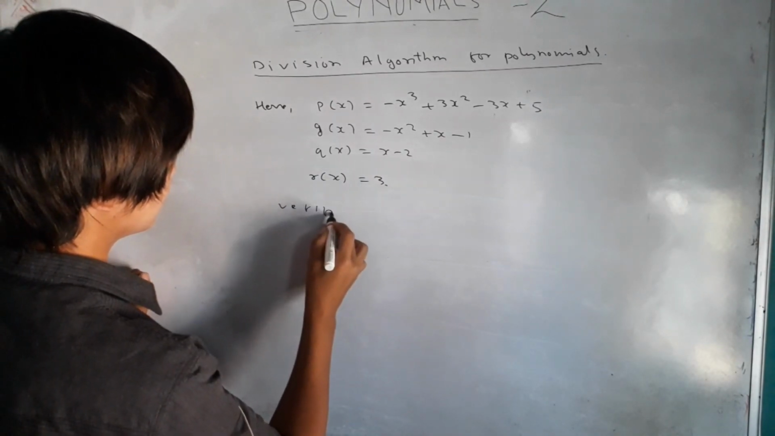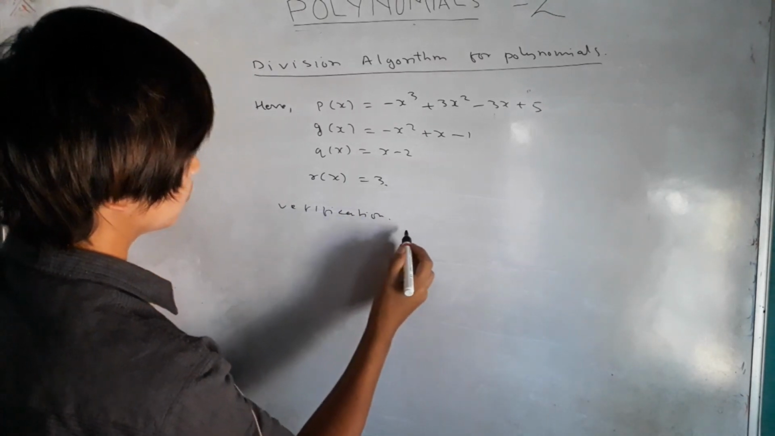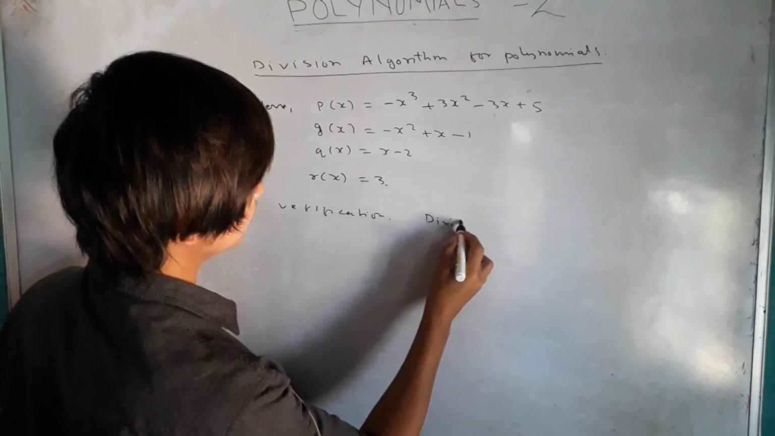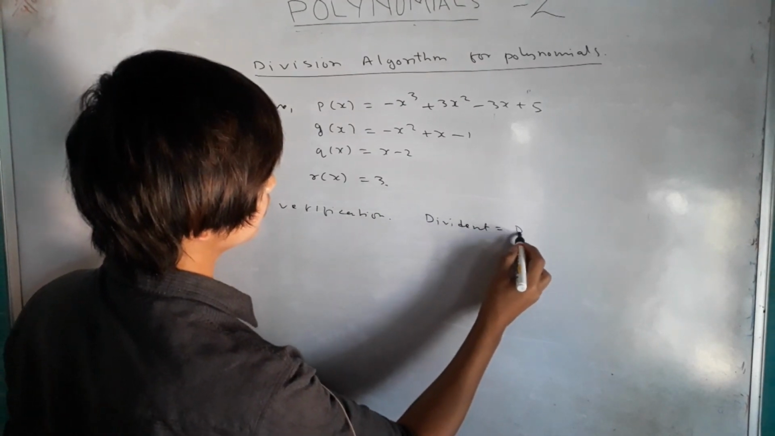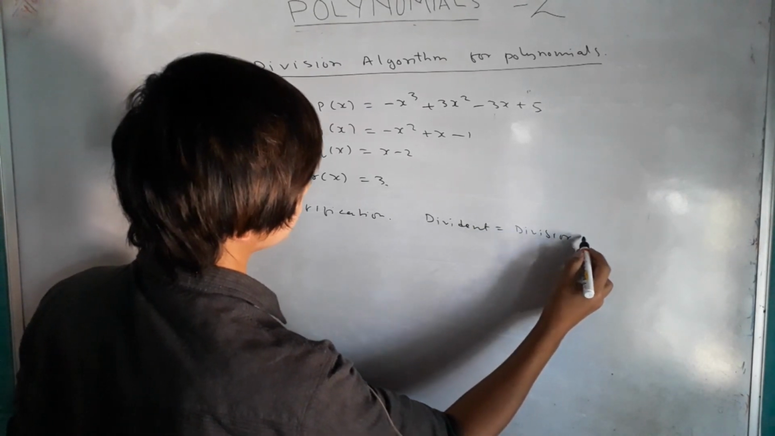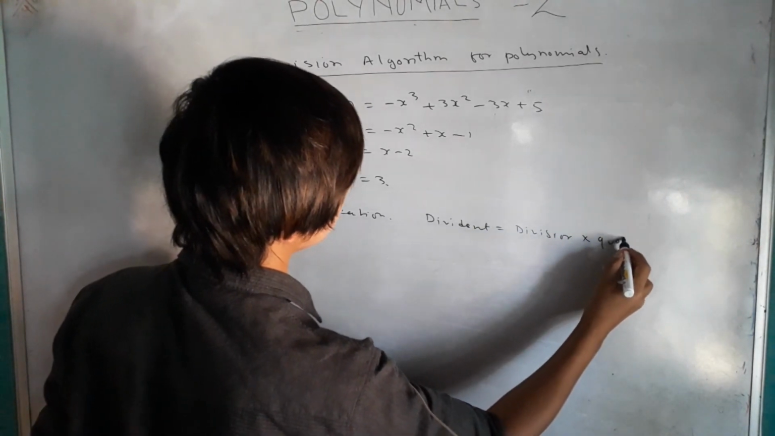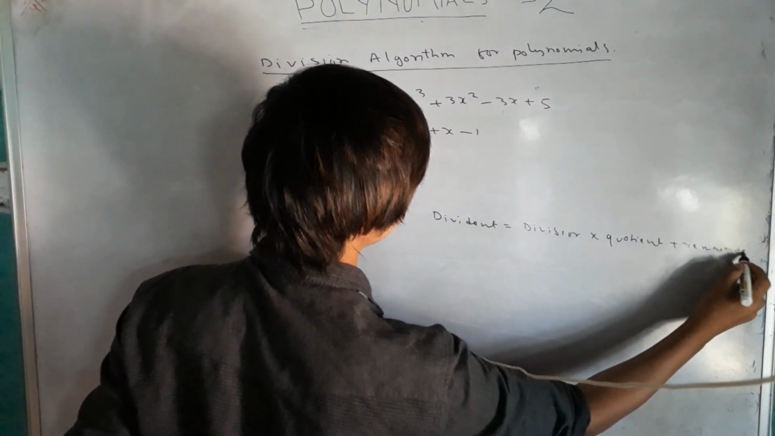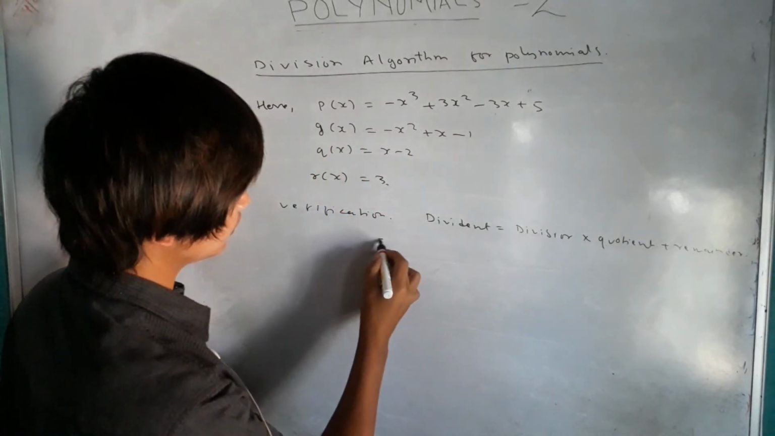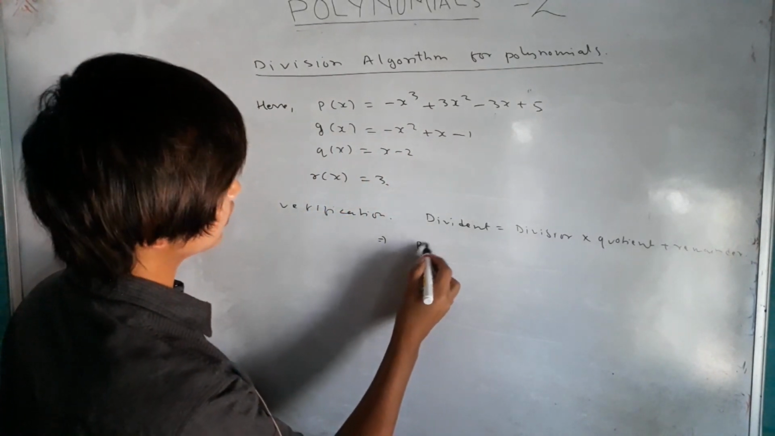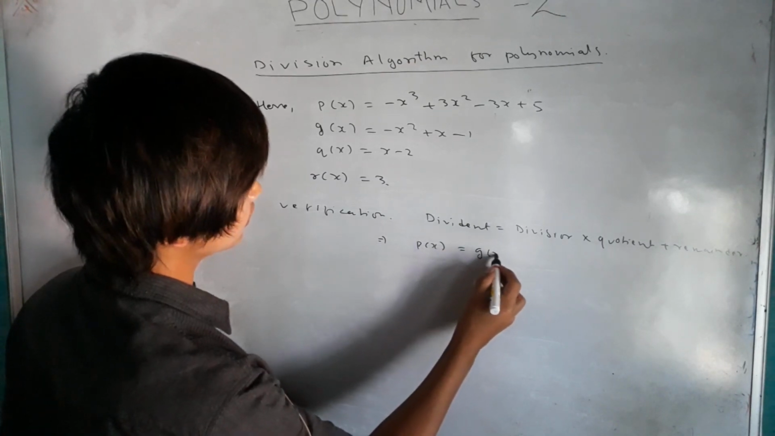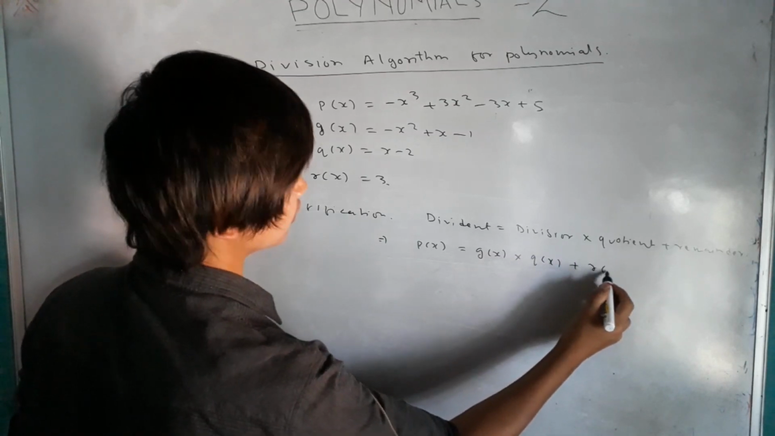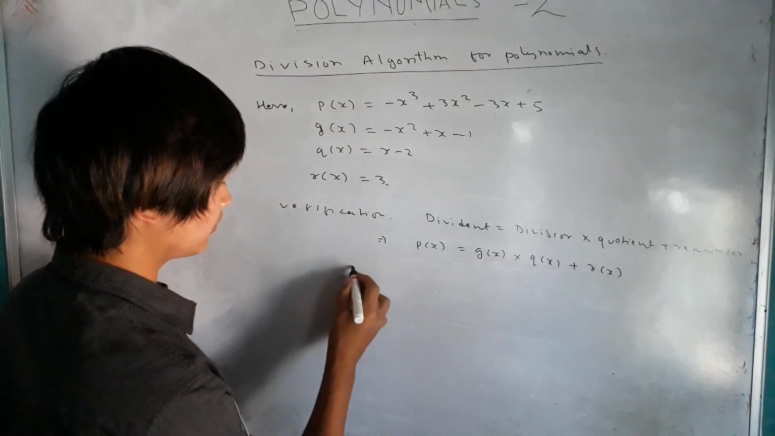Verification. What do we need to verify? Dividend equals divisor into quotient plus remainder. Okay, so we need to verify this statement. The dividend was our p(x), the divisor was our g(x), the quotient was our q(x), plus what was the remainder? r(x). So we'll do it with the left hand side and right hand side.